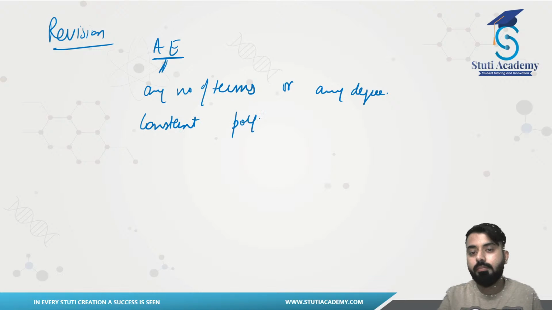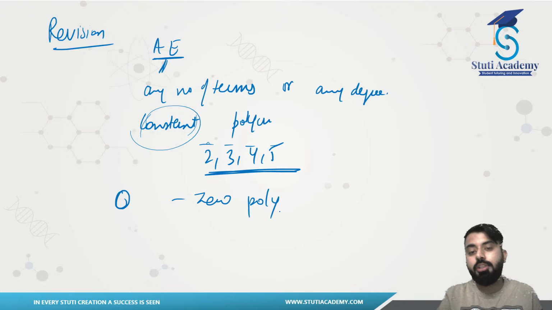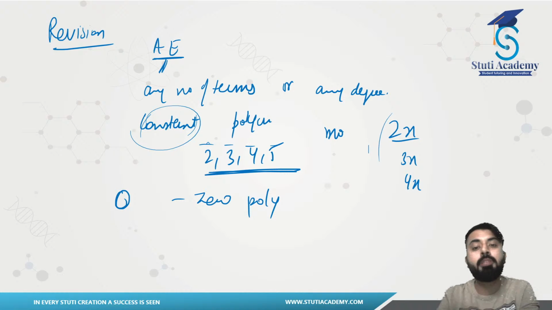If you have only one term and that term is constant, then you can say it is a constant polynomial, right? So any polynomial which has only constant values, let's say 2 or 3 or 4 or 5, those are your constant values, that will be a constant polynomial. If you have only 0, then this will be your zero polynomial. Anything other than this, if you have something like 2x, 3x, 4x, you only have a single term here, this will be a monomial. If you had two terms, that will be a binomial. If you had three terms, that will be a trinomial. And if you had more than three terms, that would be a polynomial, right?